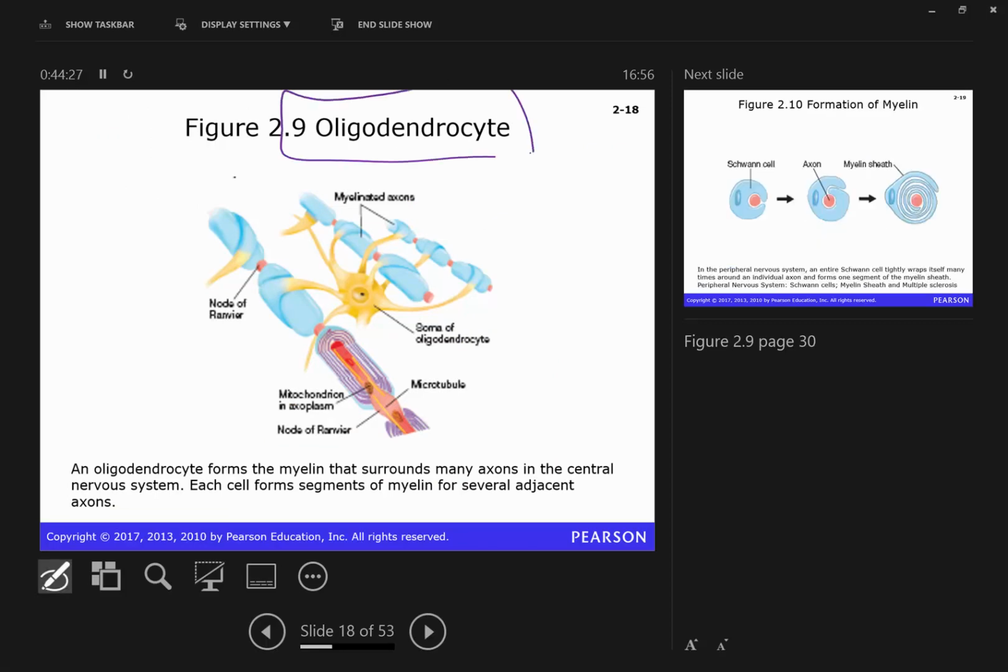Hey, how about oligodendrocyte? How many of you have a dog and are looking for a name? Oligodendrocyte seems like a good one, right?